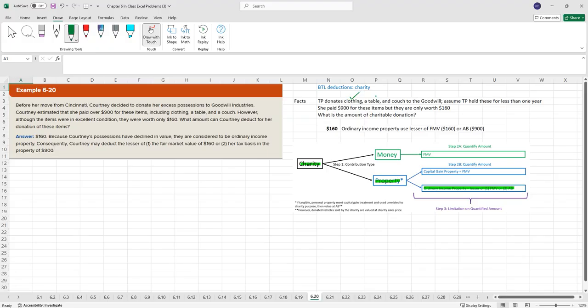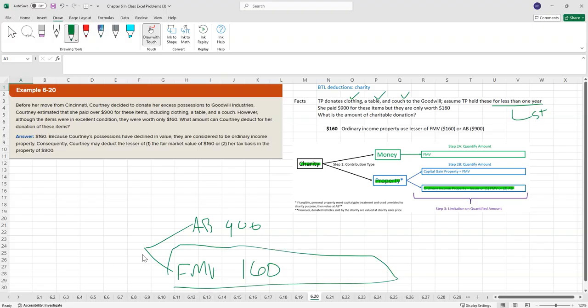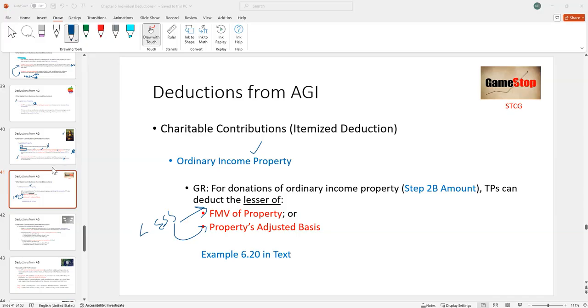We donate clothing, a table, and a couch to Goodwill. They held it for less than 1 year, which means it's short-term, which means it's ordinary income property. We paid $900, so our adjusted basis is $900. At the time of donation, our stuff is only worth $160. We have to pick the lesser of those two. There's the number that we would put on there.